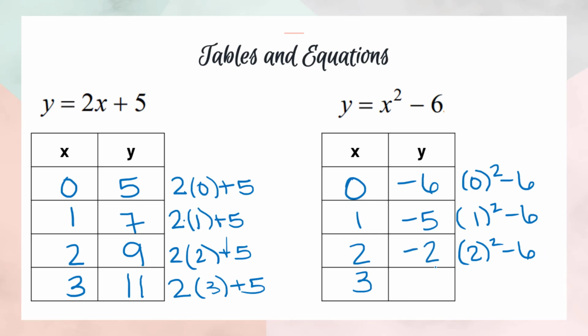I don't see a pattern. Let's try the next one. 3 squared minus 6. 3 squared is 9. 9 minus 6 is 3. Notice this one didn't have the same kind of pattern.